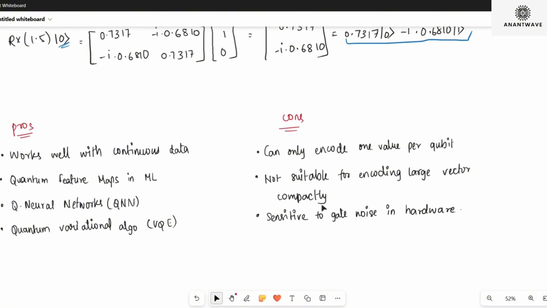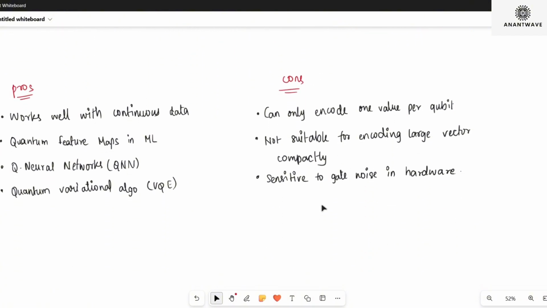Now let's look at the pros and cons of angle encoding. This works well with continuous data. This is used in quantum feature maps in ML, quantum neural networks, quantum variational algorithms, and so on. But it can only encode one value per qubit. So it is not that efficient compared to amplitude encoding, but it can be used in multiple use cases. Not suitable for encoding large vectors compactly. Sensitive to gate noise when it comes to hardware.